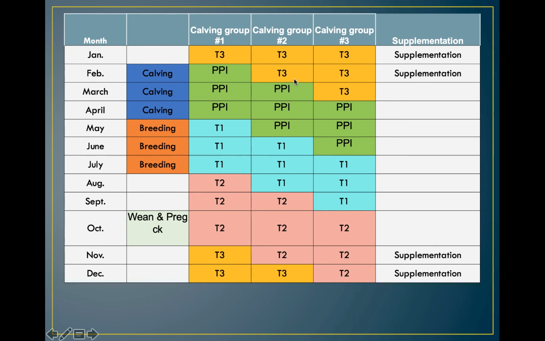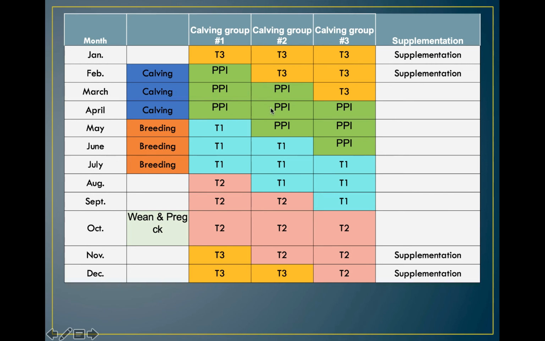Then they're going to move into that postpartum interval. Sorry, I didn't mean to go to calving group number 2 over here. That's why I'm confusing myself. All right, so we've got this group of cows that are going to be in trimester 3 in November and December, as well as January. Then they're going to calve, hopefully about February 1st, and enter the postpartum interval for roughly 90 days. And then they're going to go through the cycle again.